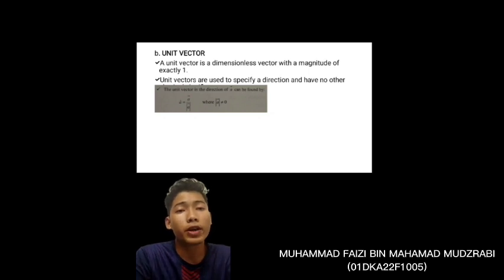B. Unit vector. A unit vector is a dimensionless vector with a magnitude of exactly 1. Unit vectors are used to specify a direction and have no other physical significance. The unit vector is the direction of A. It can be found by this.